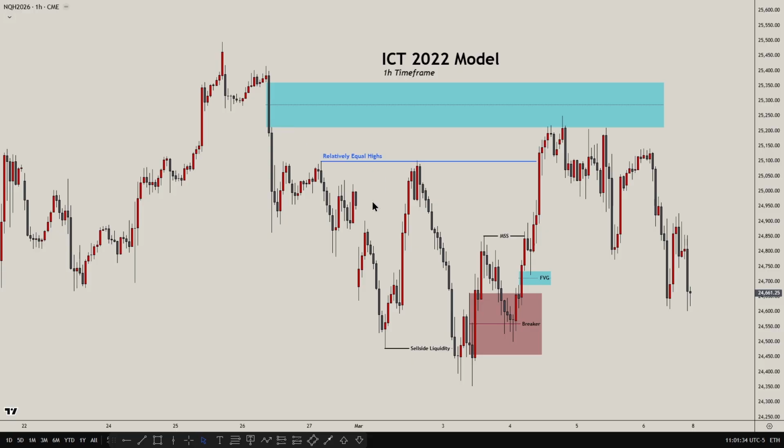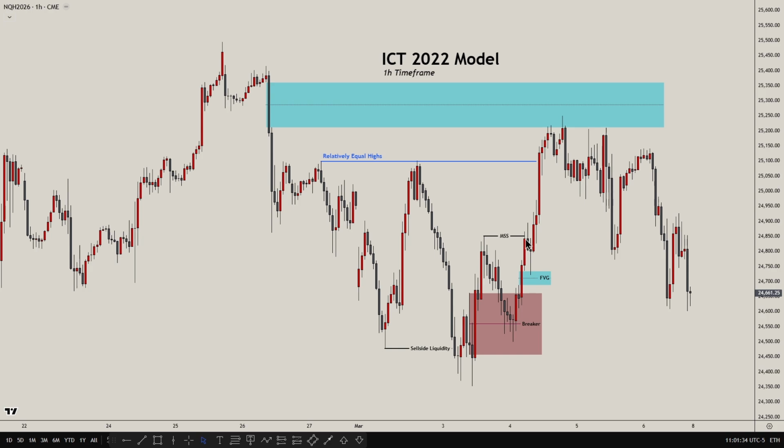What I'm going to present to you today is how we can look at this from an hourly time frame to derive a directional bias, and then use that information to trade off of the lower time frames. So all we're going to do here is look at the hourly version of this 2022 model. Picture you in this market environment when this market structure shift occurs.